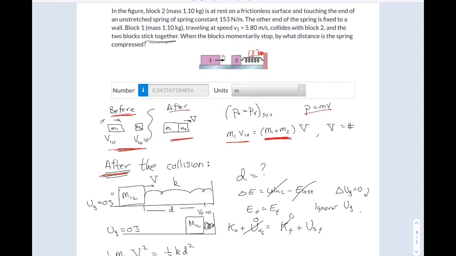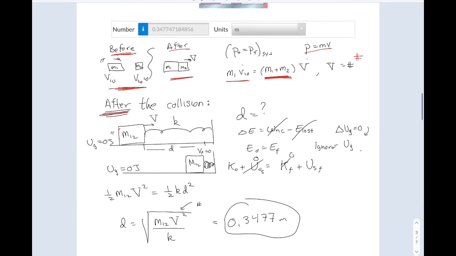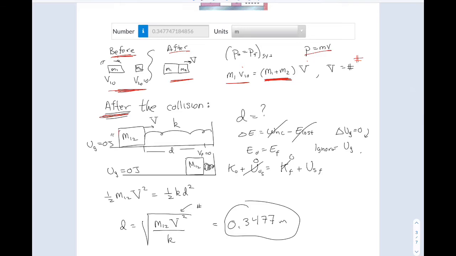The final picture shows they're stuck together, and they both move off with one common speed, big V. So I can get big V as a number, because they give me the masses and the initial speed. After the collision, now they're stuck together, so instead of drawing them separately, I just drew them as one large block of mass m1 plus m2.